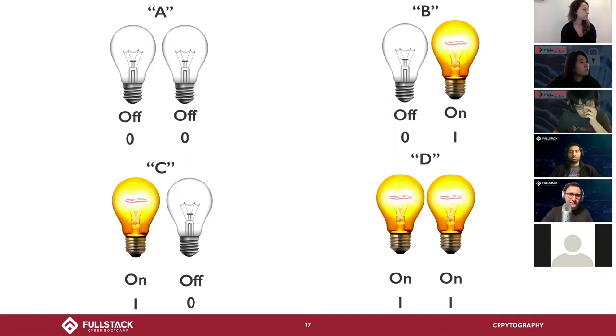We can say, you know what, 00 is going to be off, and 01 is going to be on, and 10 is going to be 0, 1, 2, and then both on will be 3. And we can literally start to count like this. This is pretty interesting. With enough lights, with enough ons and off switches, we can actually represent literally anything.